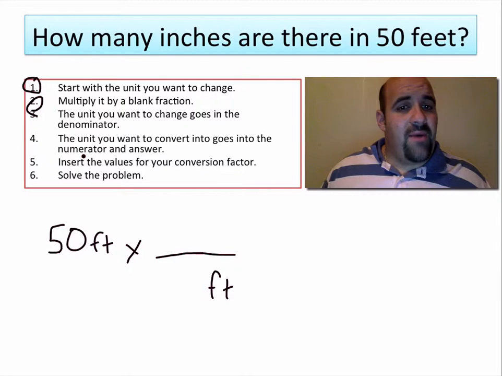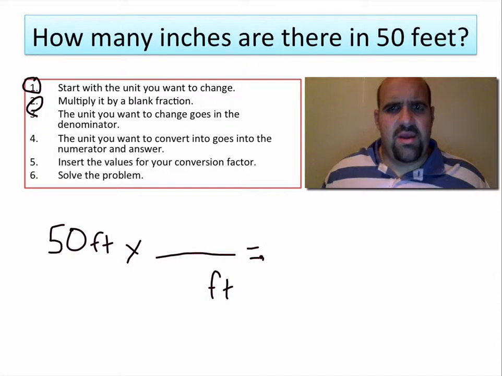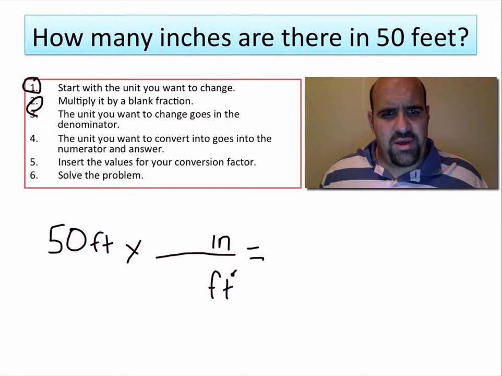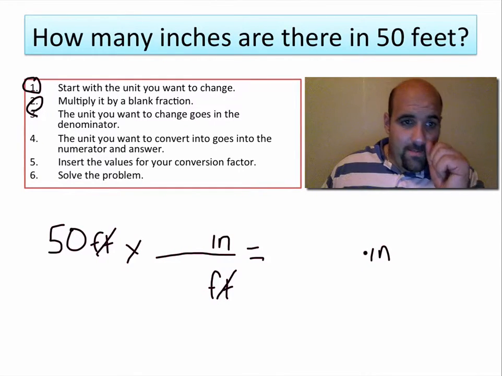The unit I want to convert into goes in the numerator and then the final answer. I'm going to put an equal sign here. So I'm going 50 feet into inches. So I'm going to put inches here. And I know since these feet are actually going to cancel, the only unit I have left is inches, and my final answer will be in inches.